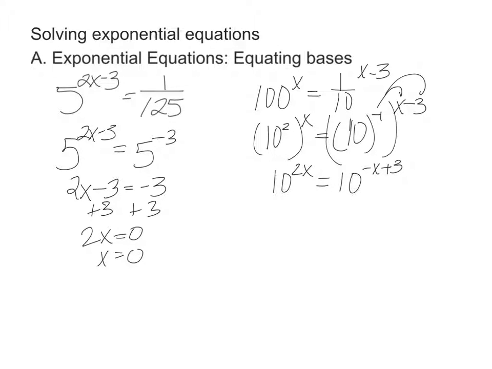When we have a power to a power, we multiply our exponents. Now my bases are the same, so the exponents must be equal to each other. So 2x has to equal negative x plus 3. Add x to both sides, and 3x equals 3, so x is equal to 1.